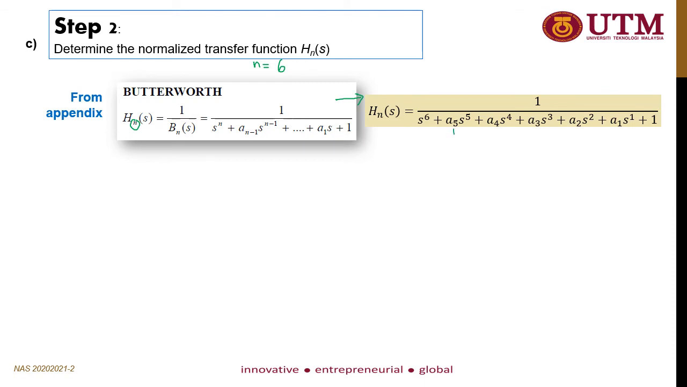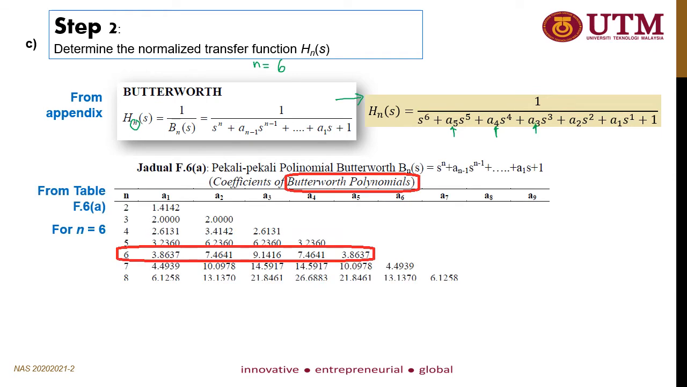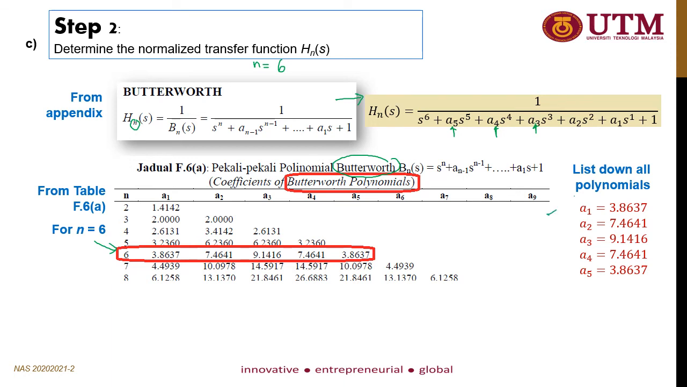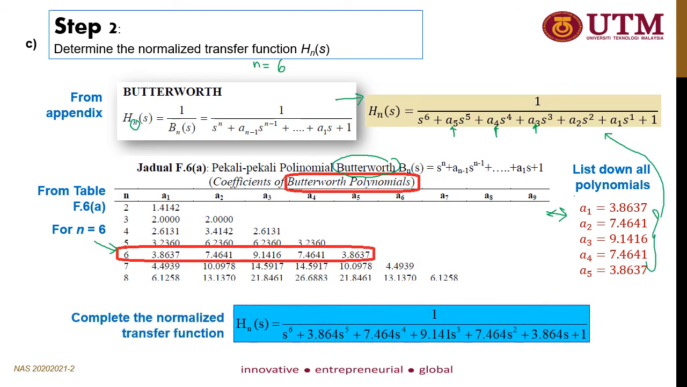So how to get the A values? You need to refer to the table for Butterworth. Please make sure you refer to the correct table, Butterworth filter, and n in this case is equal to 6. As mentioned in Chebyshev, please write down the coefficients before you put the values into the equation to avoid mistakes. List down all polynomials, and then you can replace these values into this general equation. Then you get your normalized transfer function.